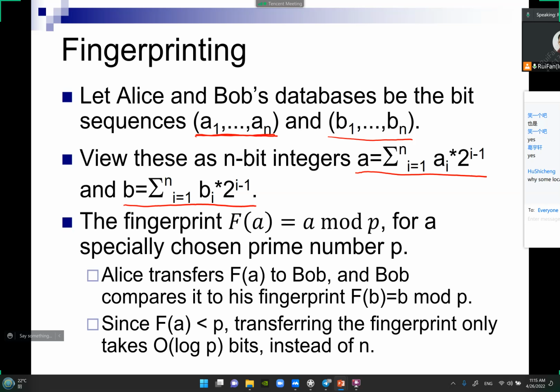Now the fingerprint for a and b is that we're going to choose a prime number. I'll tell you later how you choose that prime number. And then you're going to compute f of a, so the fingerprint for a is just going to be a modulo this prime number.